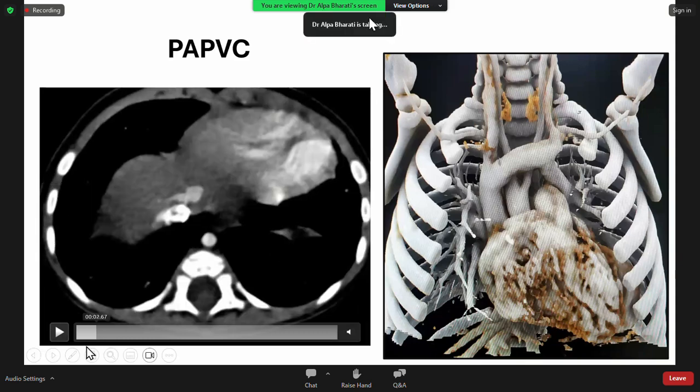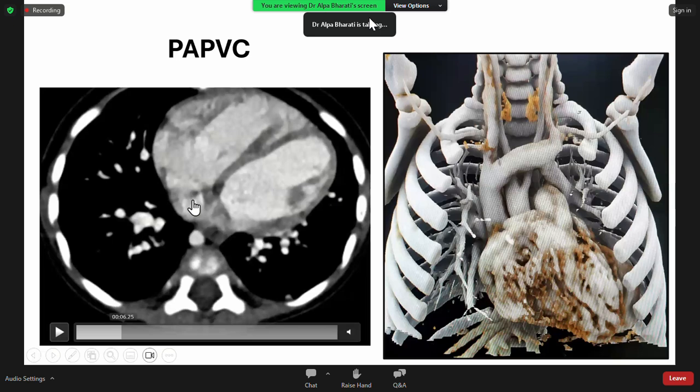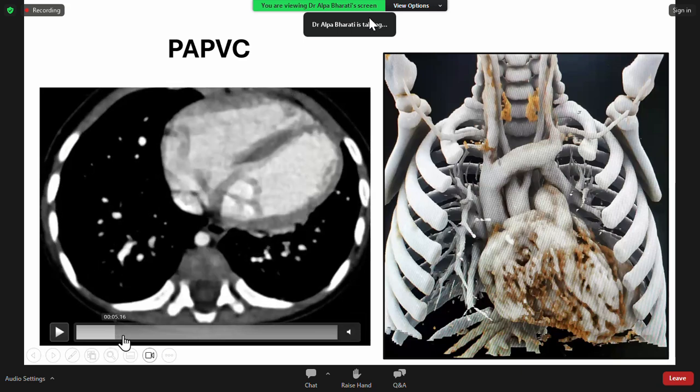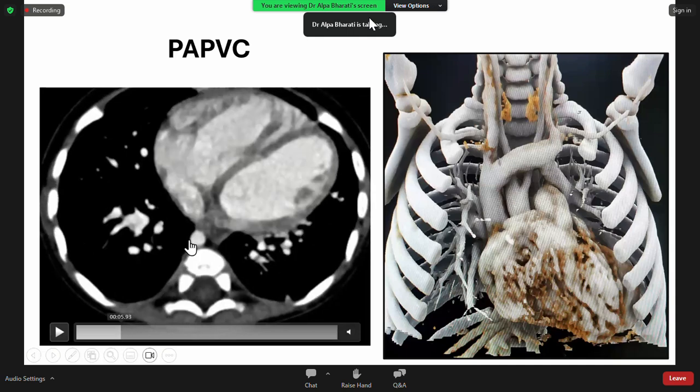Now we trace this. This is the IVC. We're tracing it up. It is going into the right atrium. This is the beginning of the LA. So this here is the IVC and this is the coronary sinus. So first the IVC is entering into the RA, and till now the LA has not started.